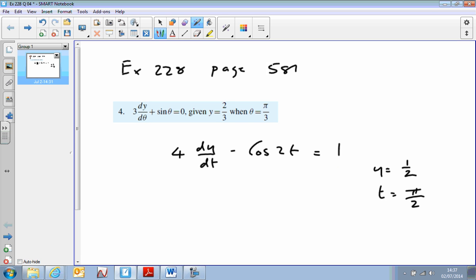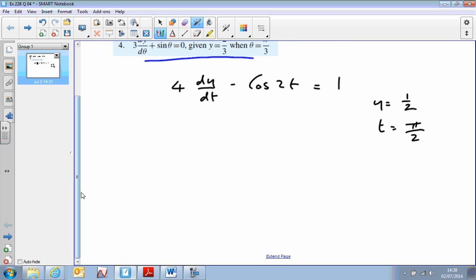move all terms involving t in this particular case over to the right-hand side, and probably a good idea to get rid of the 4 too. So I'm just left with dy by dt on the left-hand side, and then again I'm going to shift the dt over to here and integrate the right-hand side with respect to t. Once I've done that, I'm going to then put in these particular values. So if you want to have a go at it, pause this video here, otherwise I'll go through the solution and then you can have a look at this one.